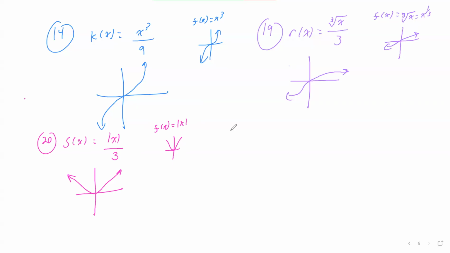Let's look at number 21. So this is t of x equals x to the 6th divided by 4. Again, that comes from that parent function of x to the 6th, which is going to be pretty narrow and then pretty flat. So it's going to look something like this. But when I divide it by 4, maybe it just does it a little bit less. So maybe a little bit wider, maybe a little less flat, and a little bit wider this way. Could potentially be something I'm looking for.